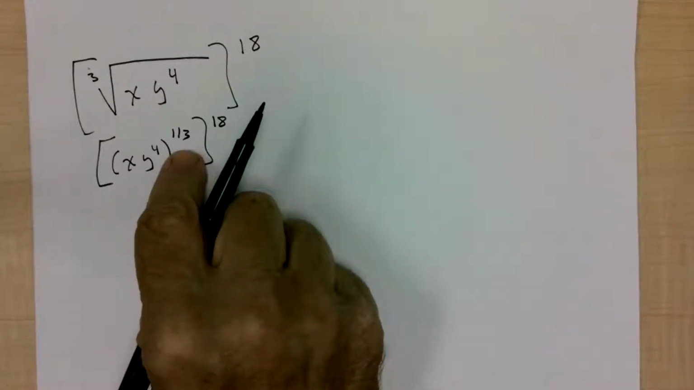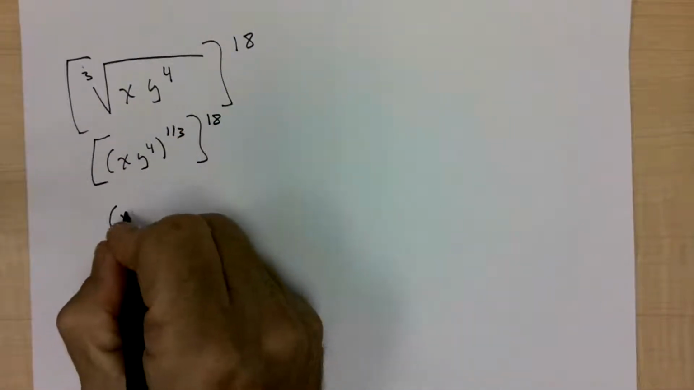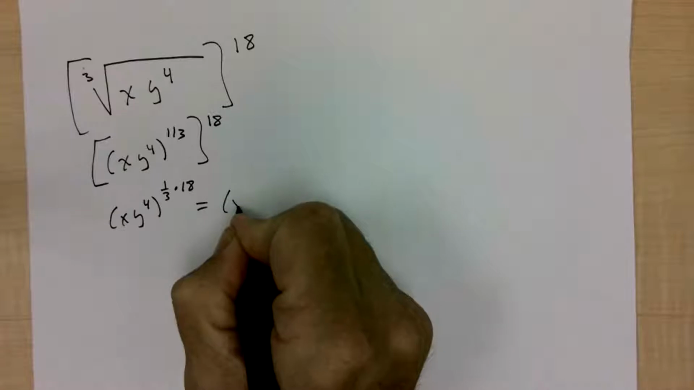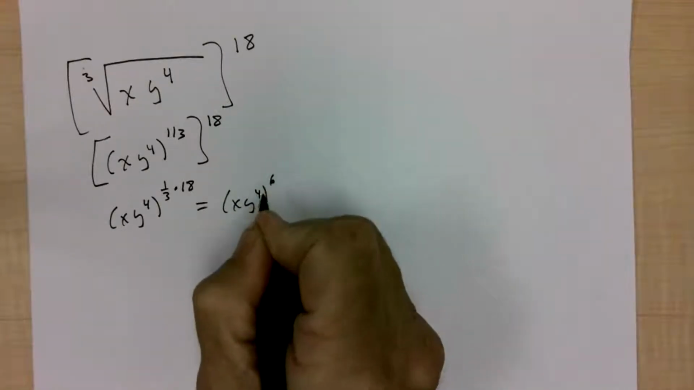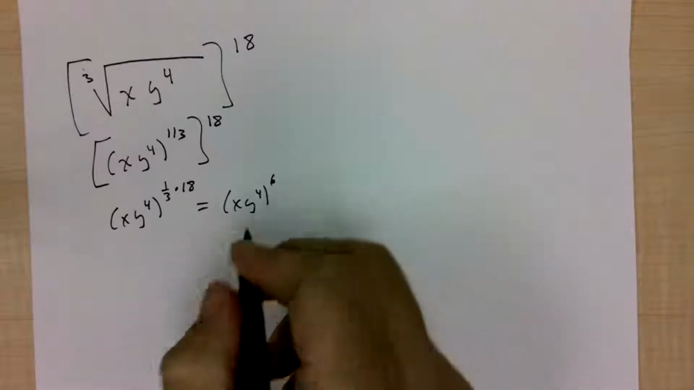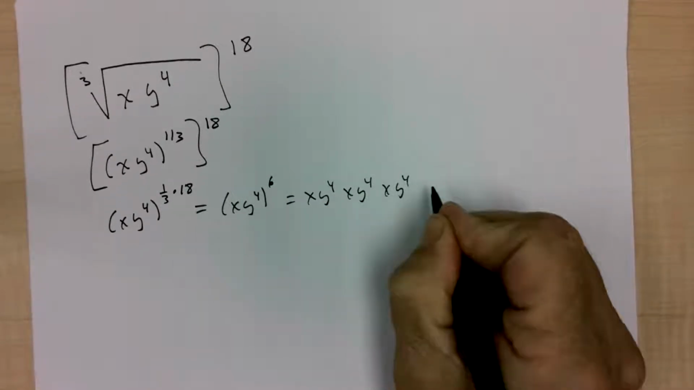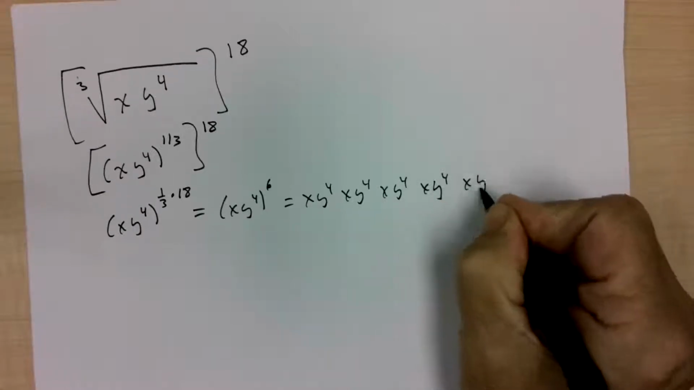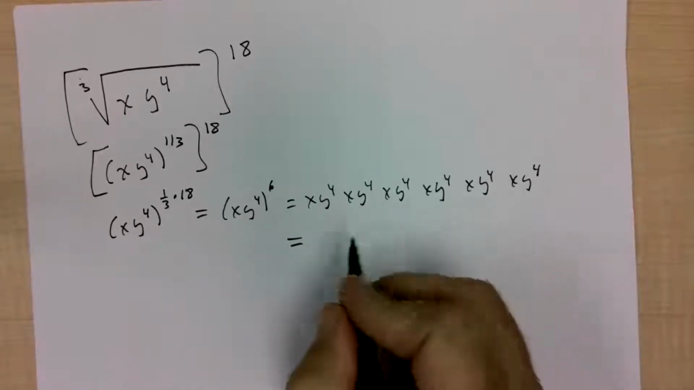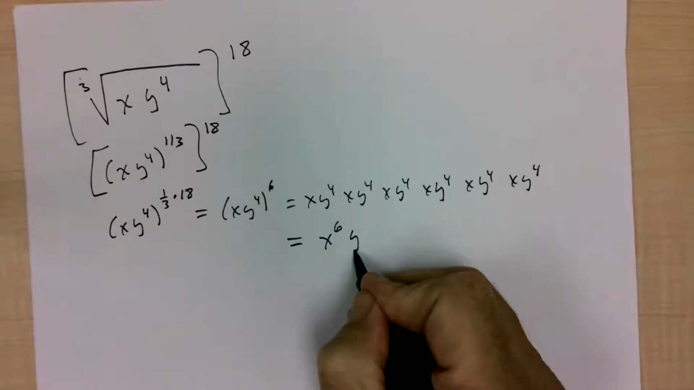So if I think of something to the 1/3 power and then raised to the 18th power, we multiply the exponents. 1/3 times 18. This would be xy to the 4th to the 1/3 times 18, which is xy to the 4th raised to the 6th power, which of course means xy to the 4th multiplied by itself 6 times. If you're not clear, xy to the 4th, 1, 2, 3, 4, 5, 6. How many x's do I have? X to the 6th. How many y's do I have? 4, 8, 12, 16, 20, 24.